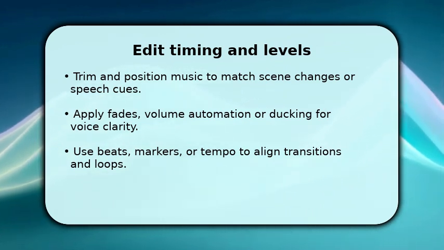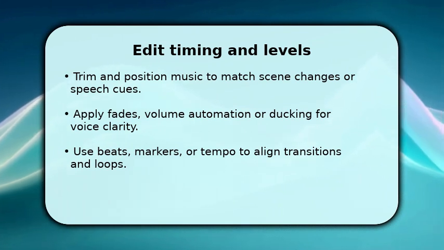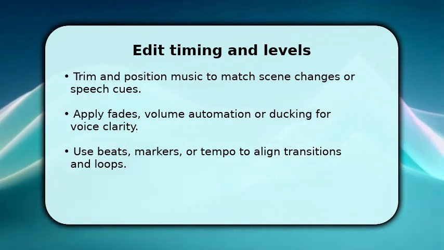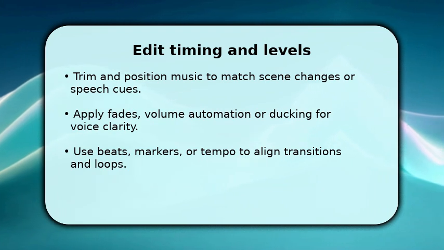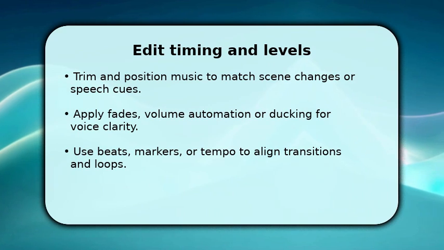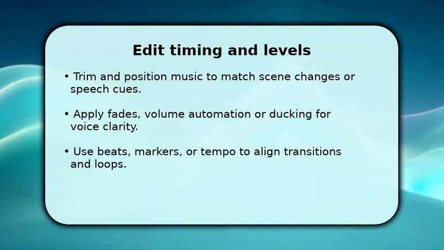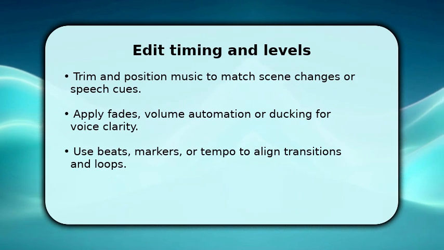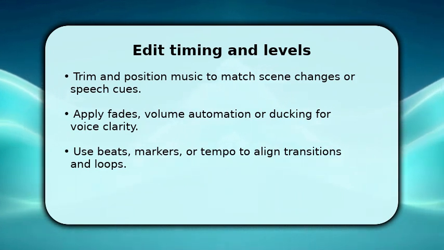Then set initial volume and add fades at start and end. Apply volume automation or a ducking effect so voiceover remains clear under music. If a section is too short, loop or crossfade duplicate clips for seamless continuity. Make micro adjustments and listen back at normal playback speed to confirm flow and balance.